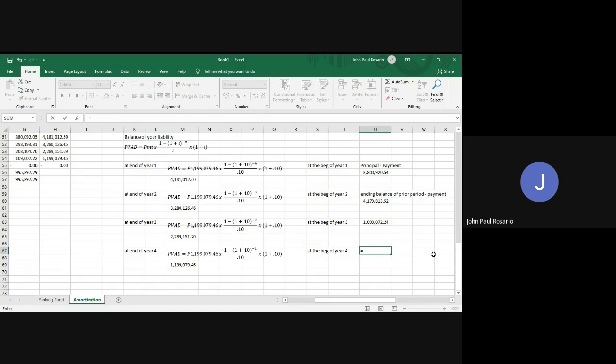So that's the balance at the end of year 3 minus 1,199,079.46. Okay? And then the balance at the beginning of year 5 is simply this one, the balance at the end of year 4. And then we deduct our 1,199,079.56.